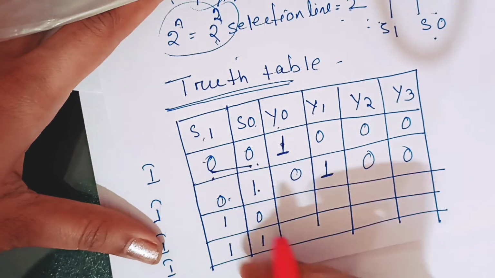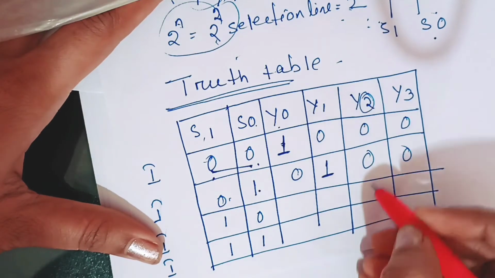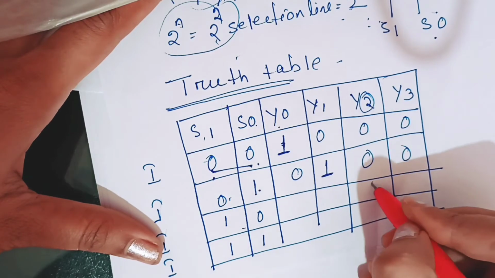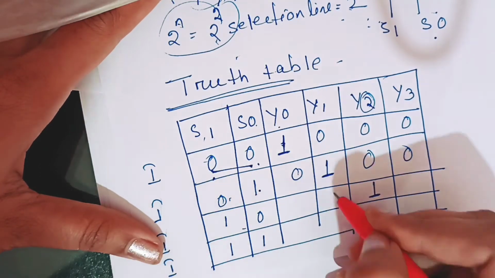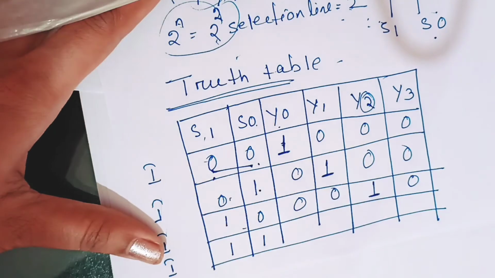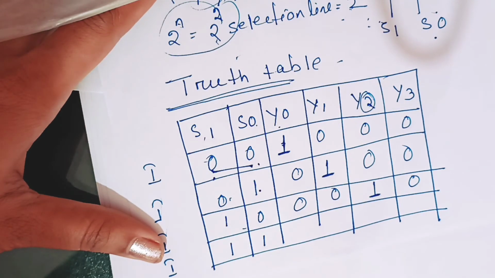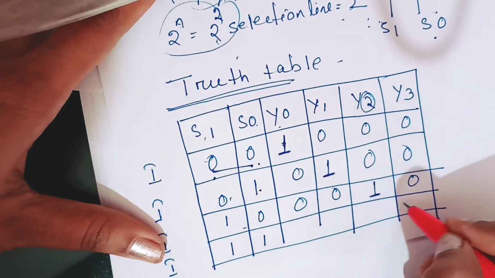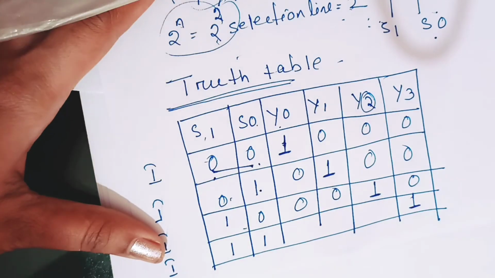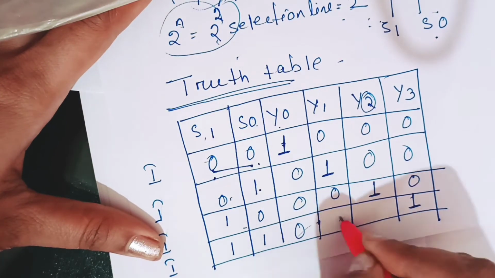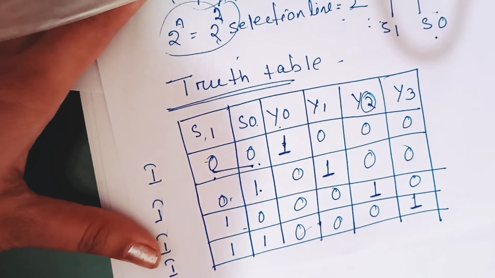10 is decimal number 2, so Y2 will be on, highlighted, and the rest will be 0. The last one is 11, whose decimal is 3, so Y3 will be on, and the rest of the positions will be 0.